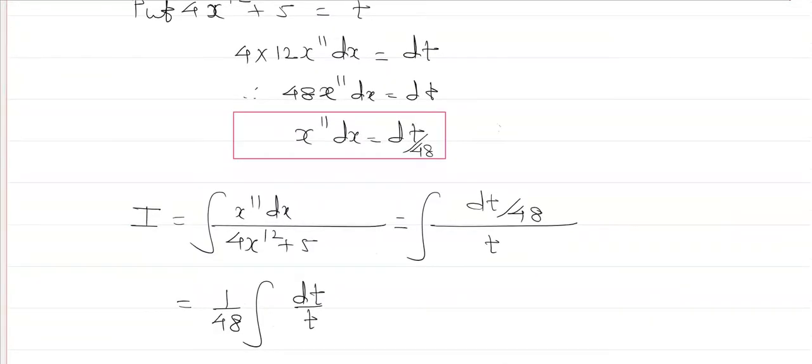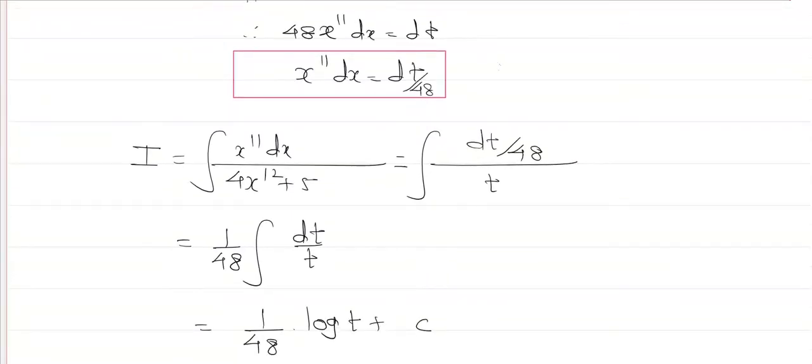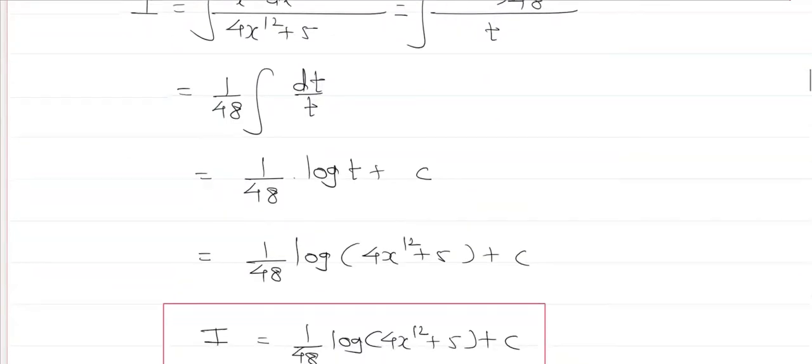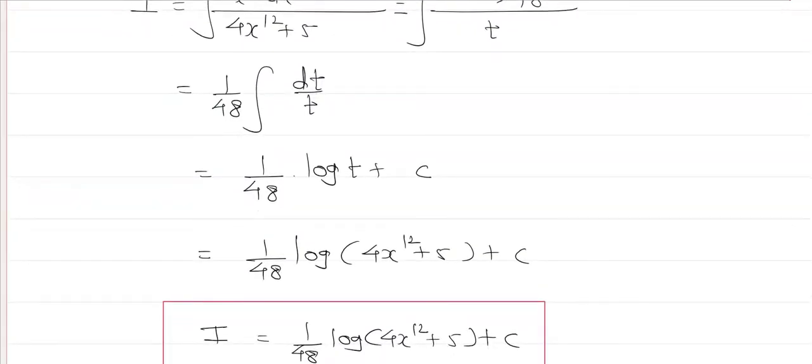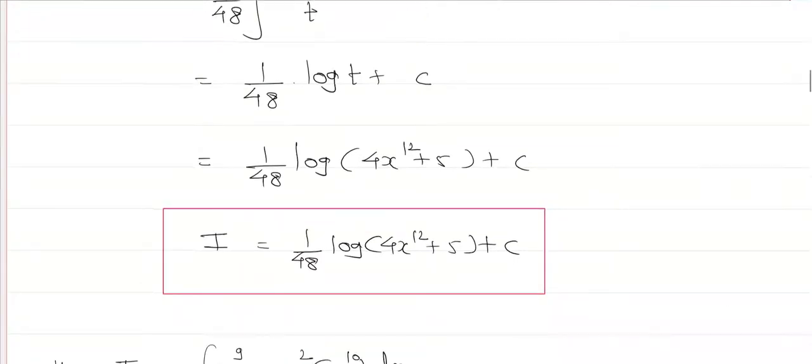Therefore integral dt upon 48 upon t, that is 1 upon 48 integral dt upon t. What is its integral? Log of t plus c. But what is the value of t? It is 4x raised to 12 plus 5. So I is equal to 1 upon 48 log of 4x raised to 12 plus 5 plus c.